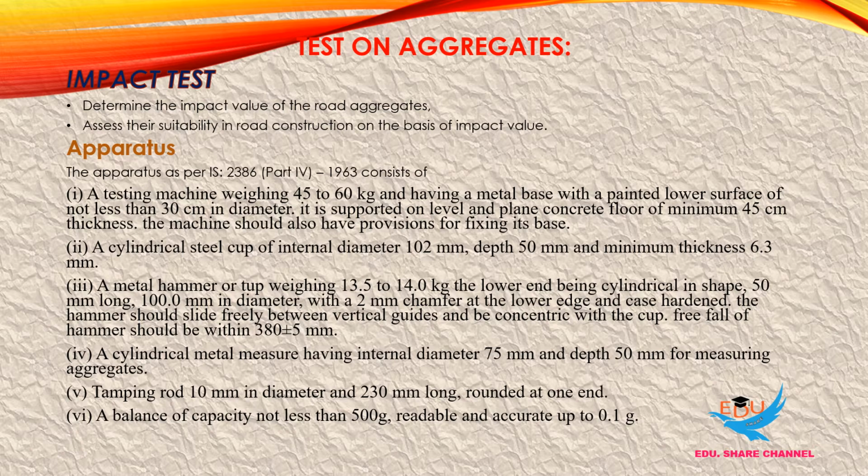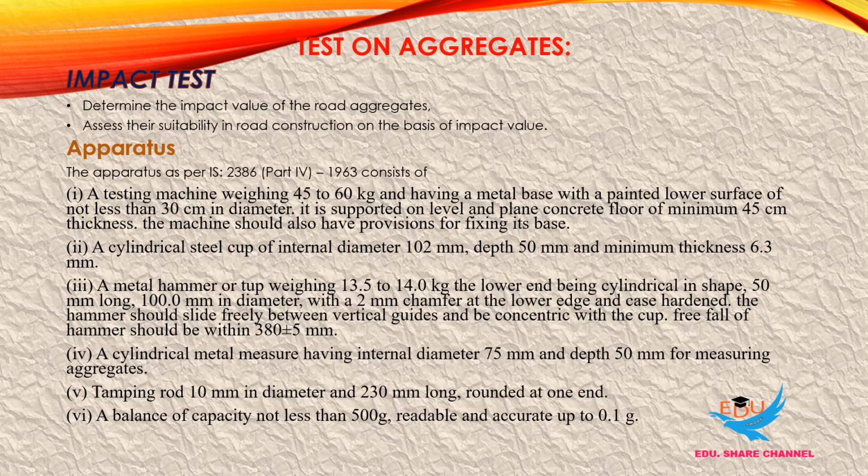Apparatus. The apparatus as per IS 2386, Part 4, 1963 consists of: 1. A testing machine weighing 45 to 60 kilograms and having a metal base with a plane lower surface of not less than 30 centimeters in diameter. It is supported on a level and plain concrete floor of minimum 45 centimeters thickness. The machine should also have provisions for fixing its base.